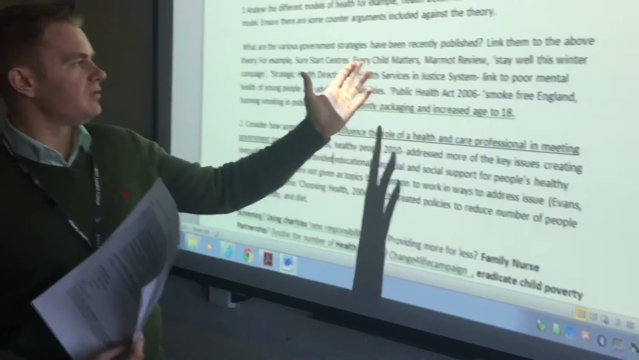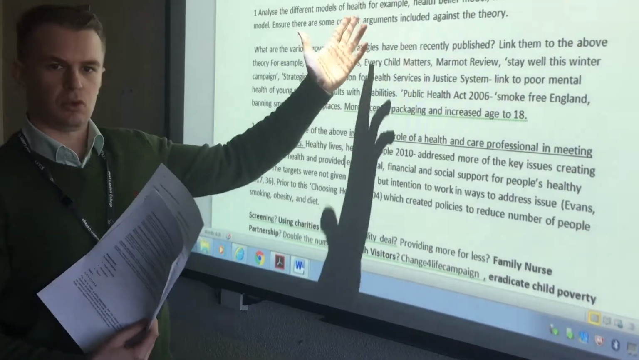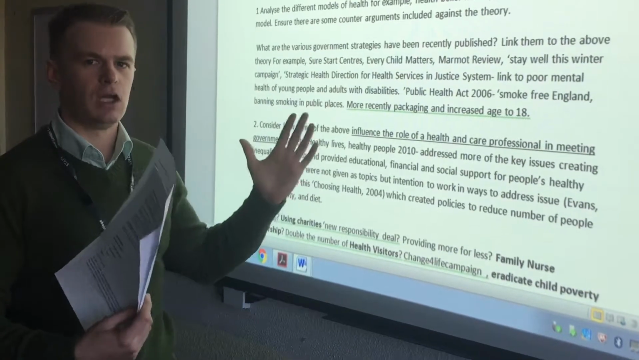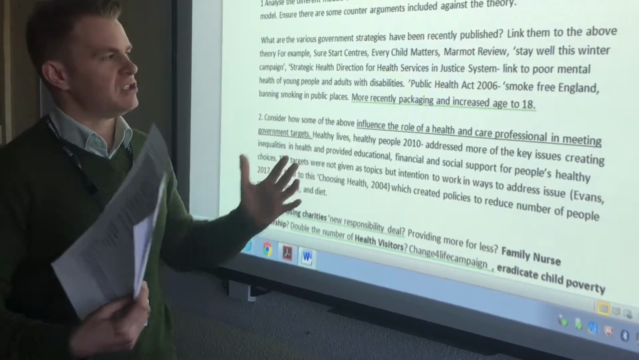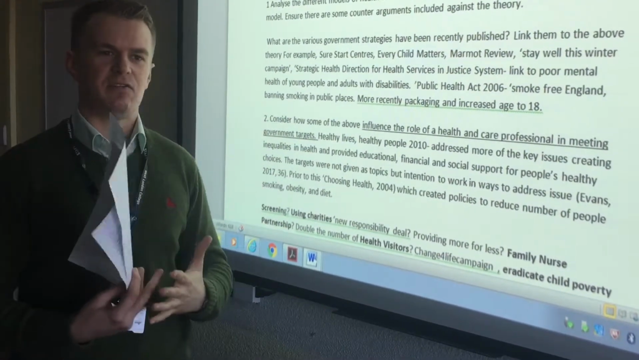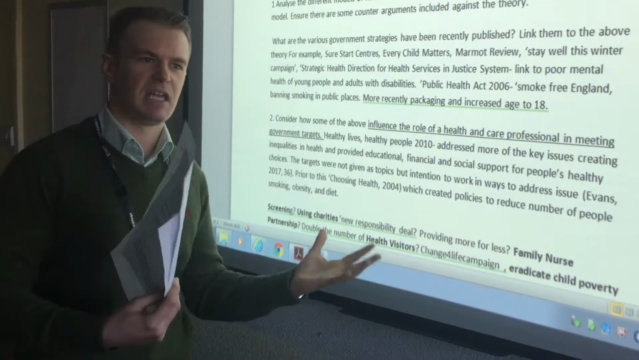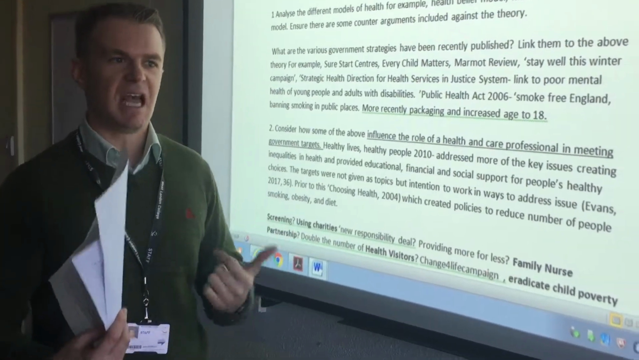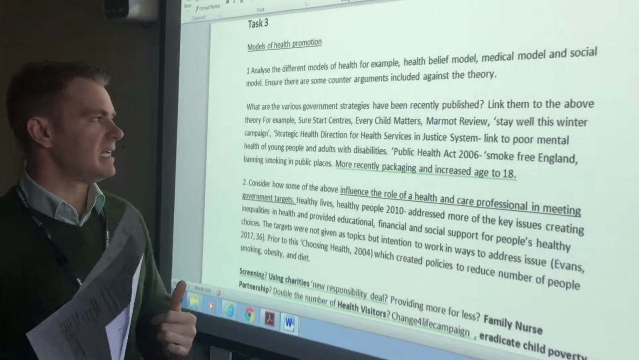So link some of these strategy policies to the actual models and say where you think they would fit and where they would not. It might not necessarily be a complete tight fit; you just need to be mindful that these are theories, and these are some of the government strategies, and this is the stance I think it's trying to take.